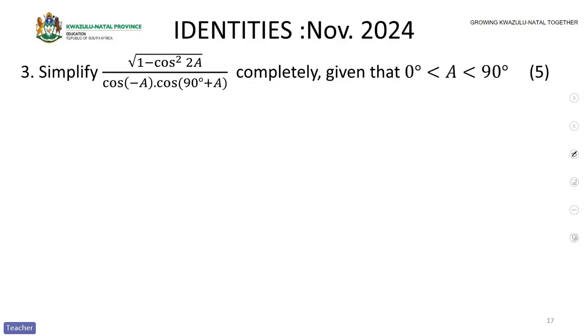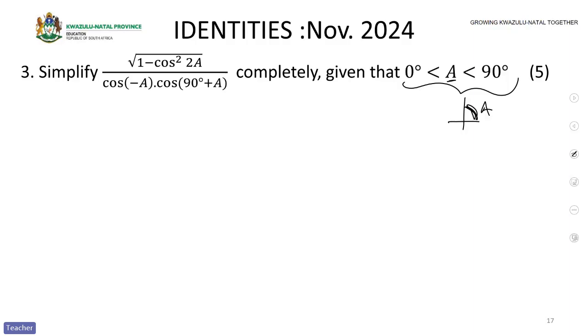The other one that we have to simplify using the identities that we have just recalled says: simplify the square root of 1 minus cos squared 2a, all divided by cos of negative a times cos of 90 plus a, completely. Given that, learners, it's a condition. Given that A is an acute angle, greater than 0 degrees but less than 90 degrees, what does it mean? It is in the first quadrant. That's where you'll get your A.